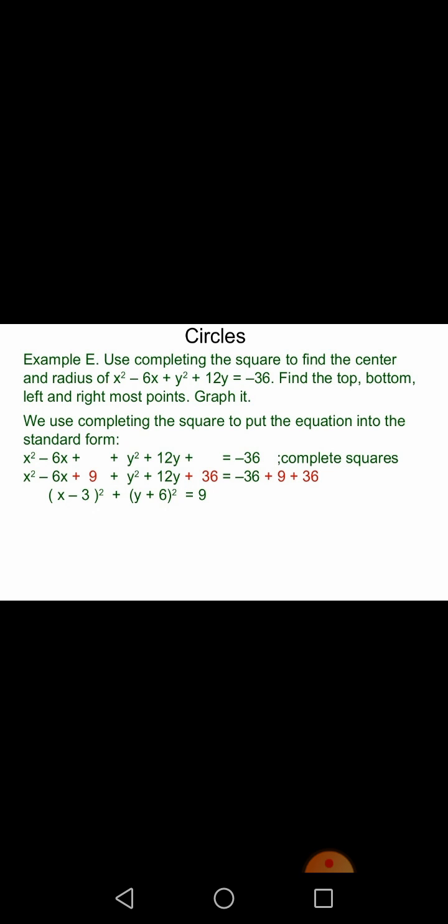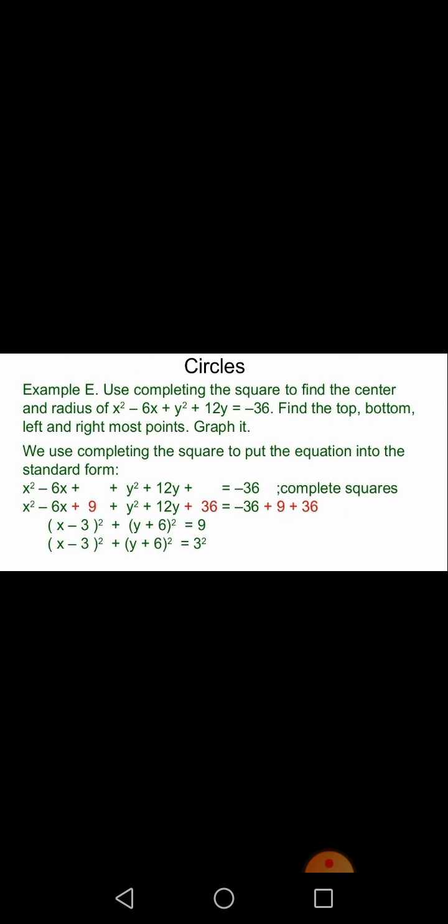Plus the part of y. I will take the square root of y squared, which equals y, and the square root of 36 equals 6, with the middle sign positive. So it will be y plus 6 all squared equals, combining the numbers, negative 36 plus 9 plus 36, which equals 9. From here, you can get the center and the radius, yes.